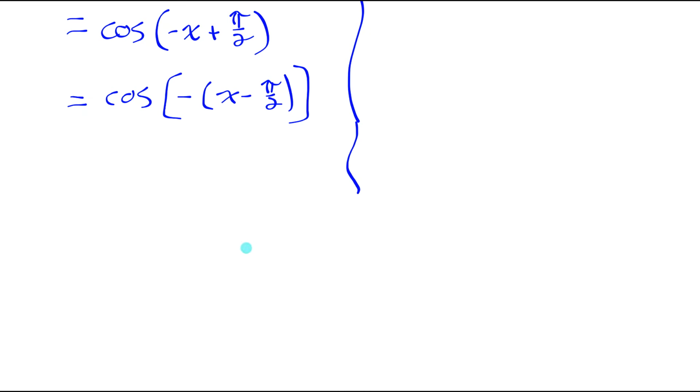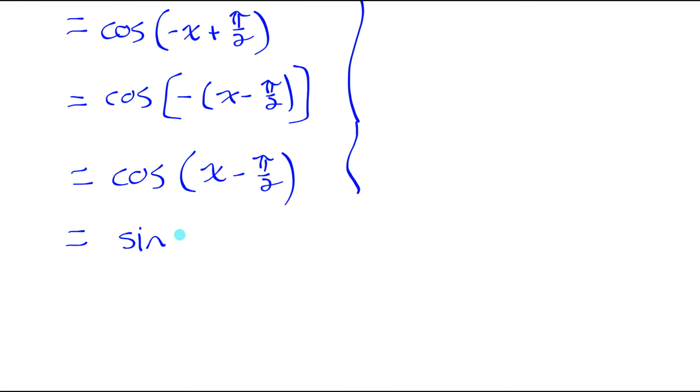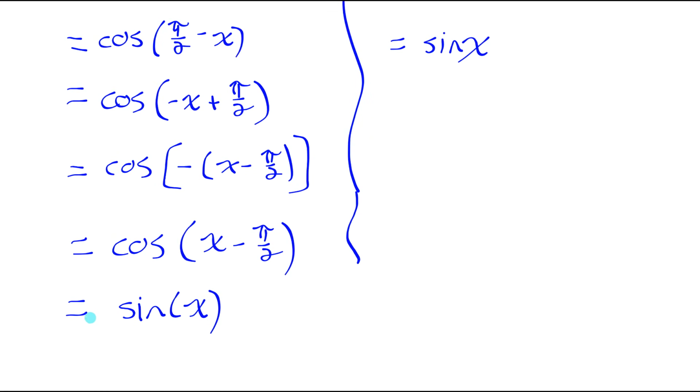And if you remember, cosine is an even function. Cosine of the negative of an angle is equal to cosine of the positive of that angle. So I could replace that with just cosine of x minus pi over 2. And cosine of x minus pi over 2, well, a cosine function shifted pi over 2 to the right is equal to a sine function. So I've just proved the identity using the transformation identity and the even identity for cosine.